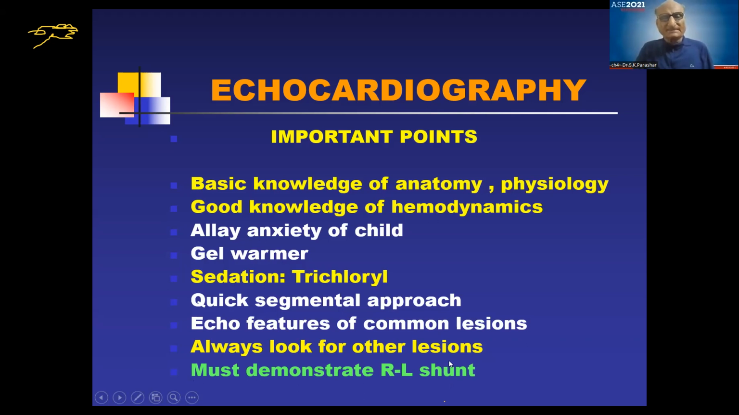Always look for multiple lesions. Don't focus only on one lesion. In congenital heart disease, always try to look for other associated lesions. Then, because you are seeing a stenosis, you must demonstrate a right to left shunt. If you are not able to demonstrate a right to left shunt, how can you get cyanosis? So, good knowledge of anatomy and hemodynamics. If need be, give the patient chloral and use the quick segmental approach that was told to you when we discussed acyanotic heart disease, and always look for other lesions and demonstrate a right to left shunt.